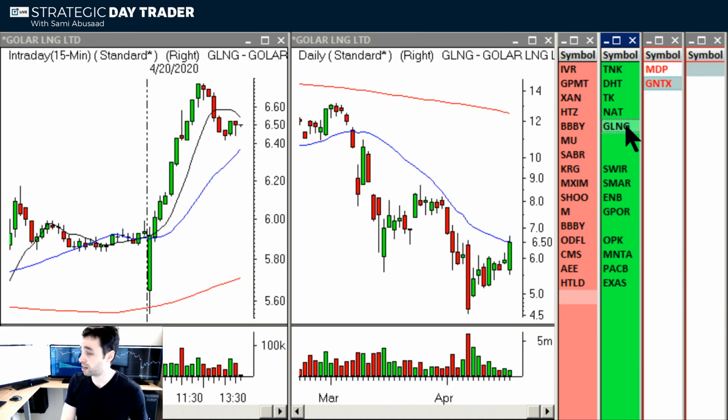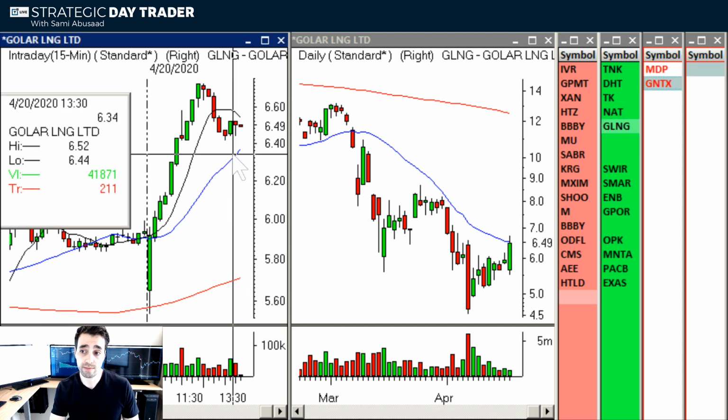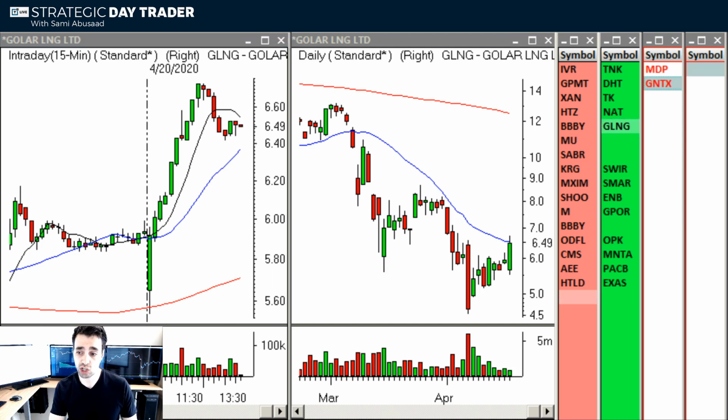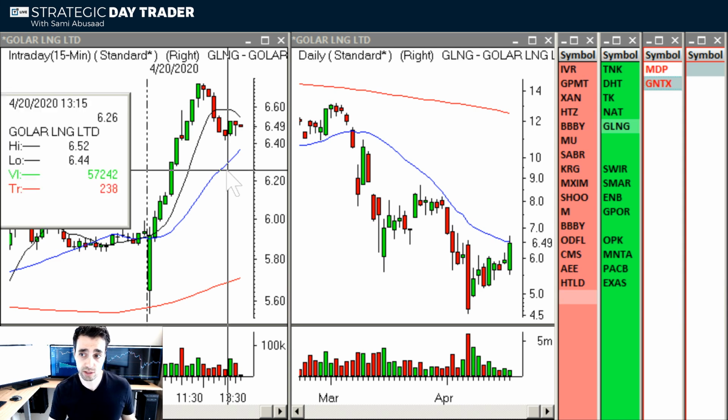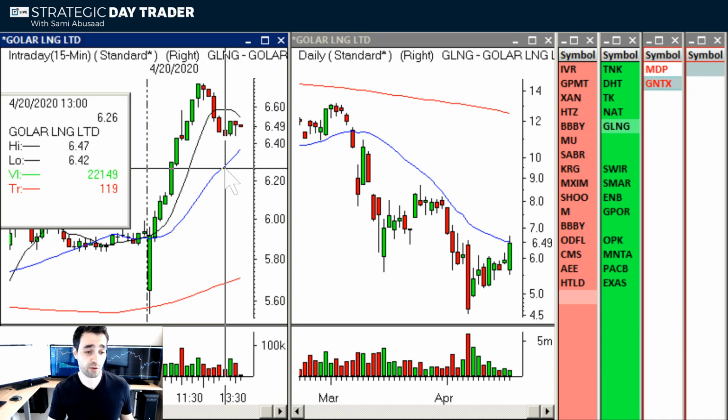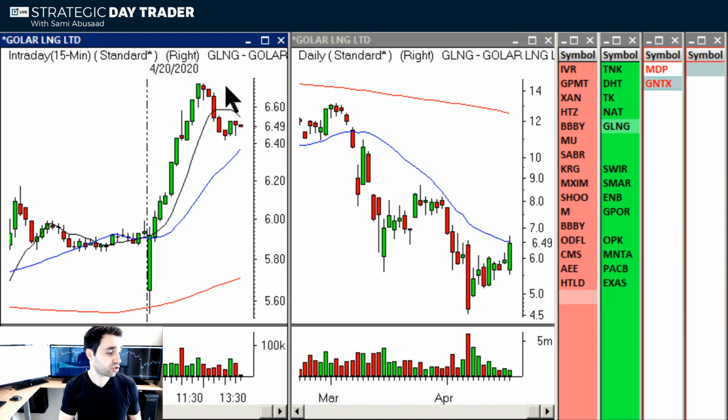GLNG is a buy setup, looks good. GLNG over that red bar. Over 652 on GLNG. Looks good, doesn't it? Over 652, stop 642. Target the prior high. Not bad. GLNG.